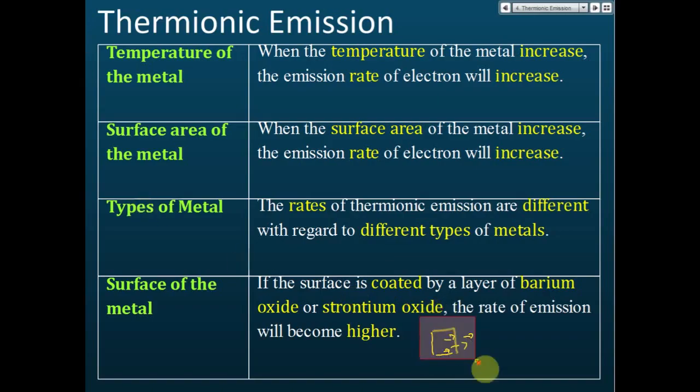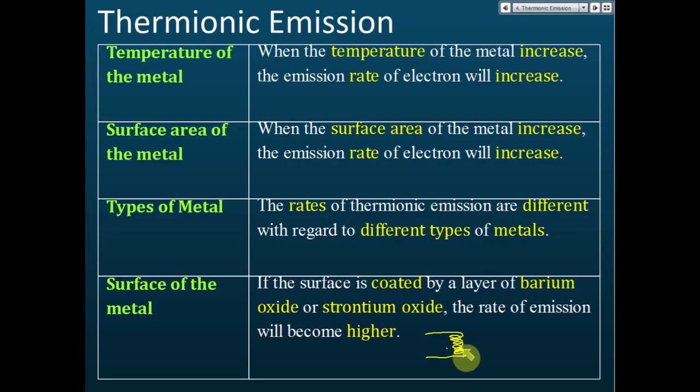Normally what we do is we have a filament. When there's a current flow, the temperature of the filament can increase very fast. So that's the function of the filament: to increase the temperature in a very short time. But the problem is, although the temperature of these filaments can increase very fast and very high, it's very hard for the filaments to release electrons. So the filament cannot release a lot of electrons.